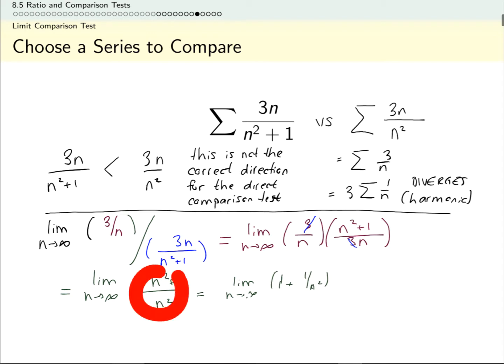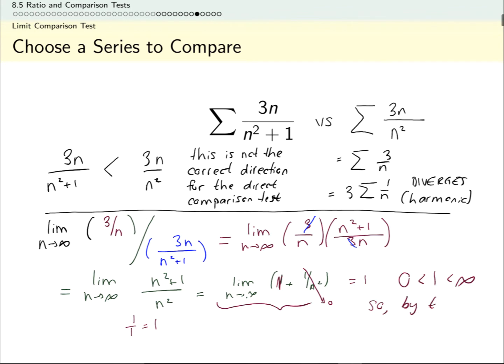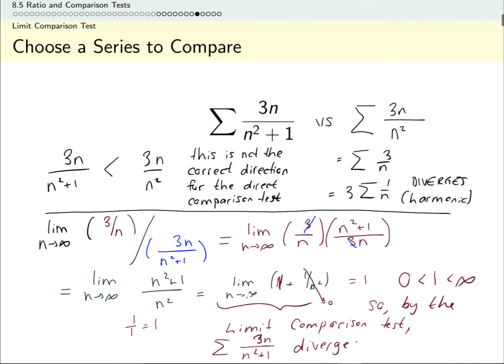Now from this step, you could say that this is a rational function, a polynomial over a polynomial. The top and the bottom have the same degree, so its limit is going to be the ratio of leading coefficients. Or you could do one more simplification step, come here to the right, and see that 1 over n squared goes to 0, so this limit is 1. In either case, my limit is positive and finite. So by the limit comparison test, in particular, our series diverges because our comparison series diverges.